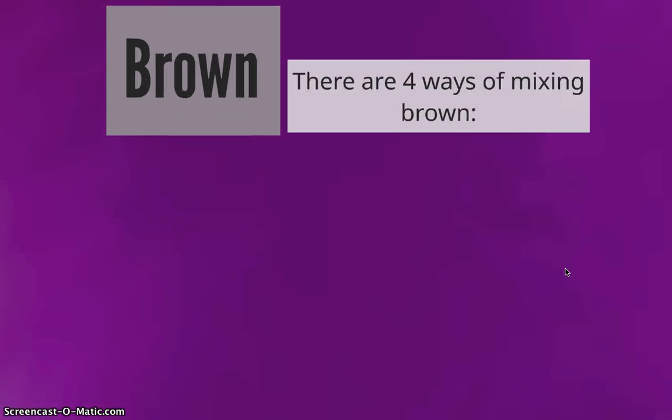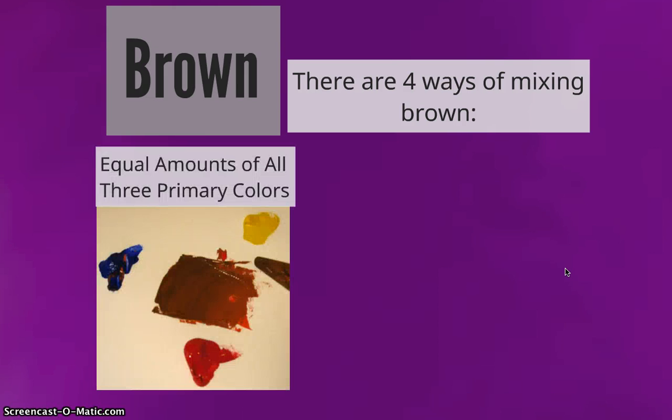Now, in mixing brown, there are 4 ways to do it. The first of which is the most important. Does anyone have any ideas? Alright, if you mix equal amounts of all 3 primaries, you get a nice, pretty brown. Now, the other 3 ways of making brown are all related to mixing those 3 primaries, but they are only mixing 2 colors. Anyone have any ideas?